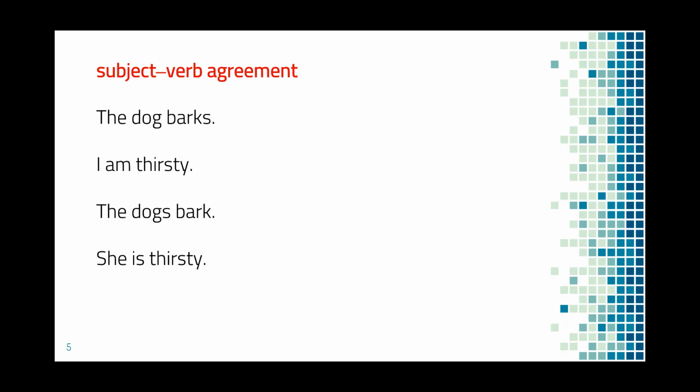The third example, the dogs bark. Now, the dogs is the subject and it is plural. Therefore, you can see the verb bark in its base form. And the fourth example, she's thirsty. Now, she is a pronoun and it is the subject. Therefore, we have the main verb in the form is.